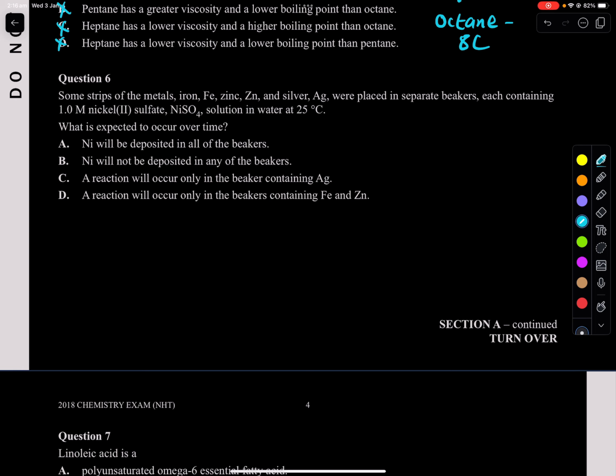All right, so let's look at this. If they are all placed in separate beakers, let's look at the first beaker. Let's say this is beaker 1. Here is what? It's going to be a nickel 2+ solution.